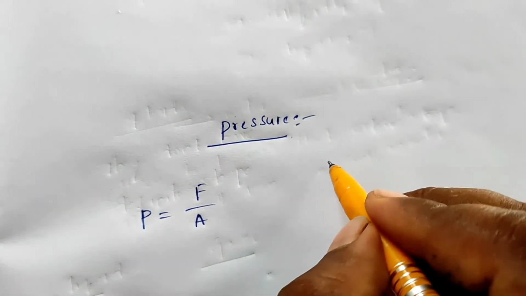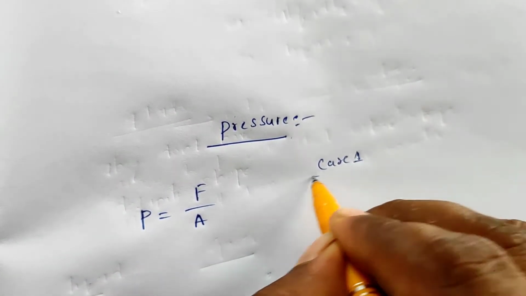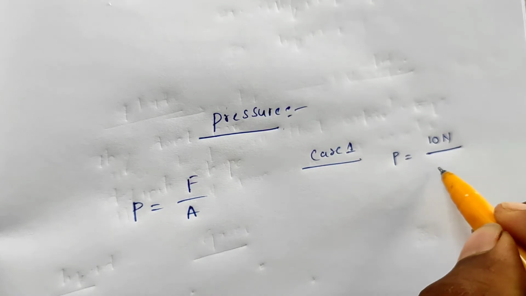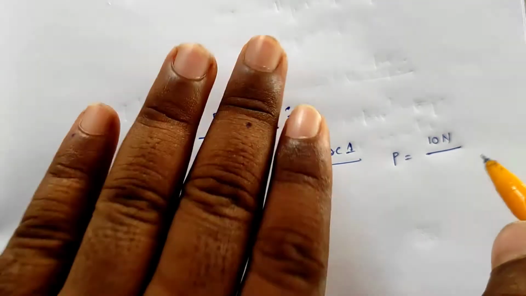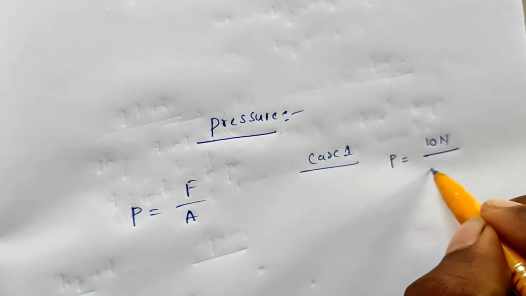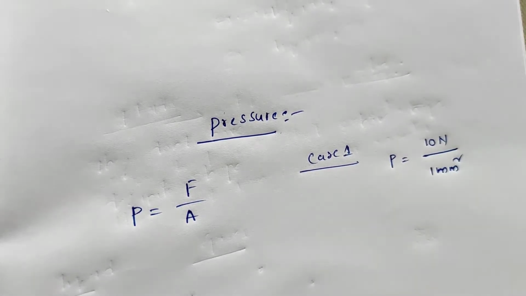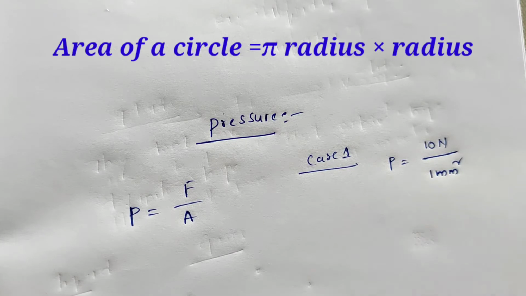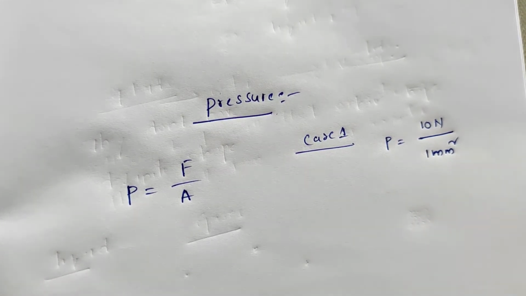So in the first case, I applied a 10 Newton force, right? And its area is how much? Very small. Let me take this as 1 mm square. So the area is 1 millimeter square.